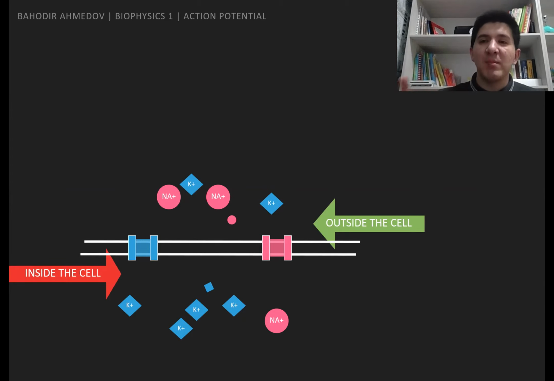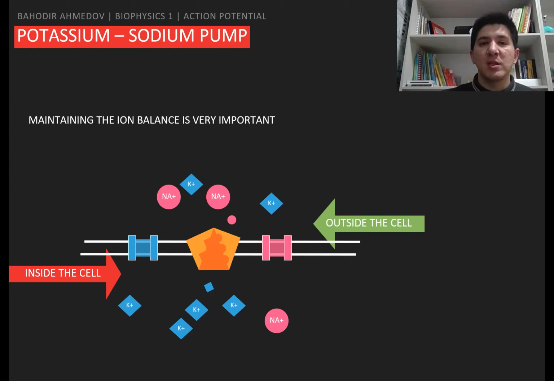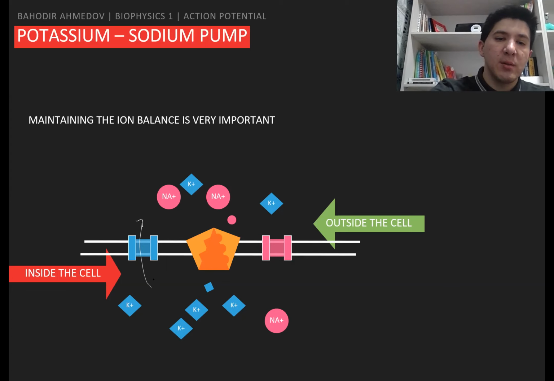So we need to keep this balance. Maintaining the ion balance is very important. One of the things which can help us to keep the balance of the ions is called the potassium sodium pump. So we say that through this gate, some of the potassium ions are going out, right?